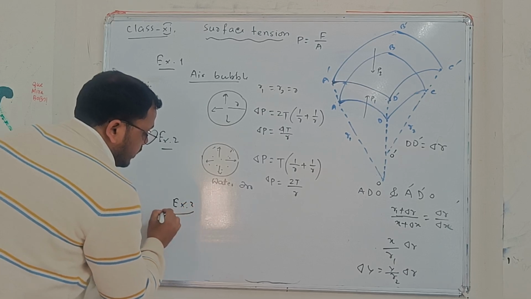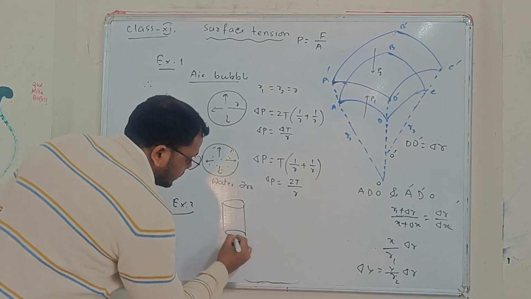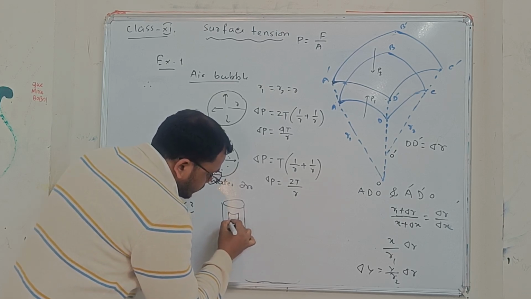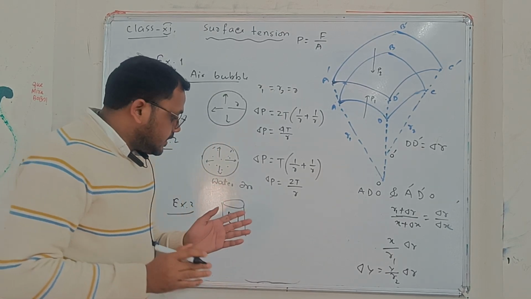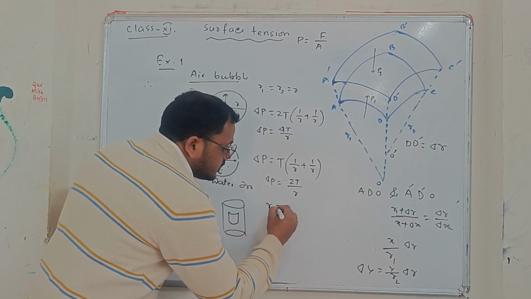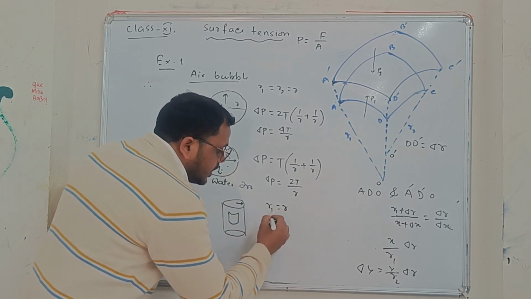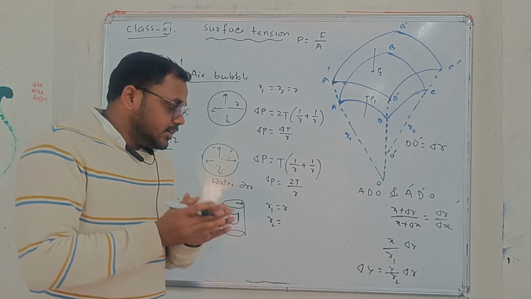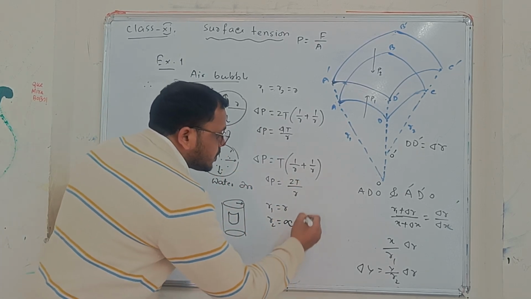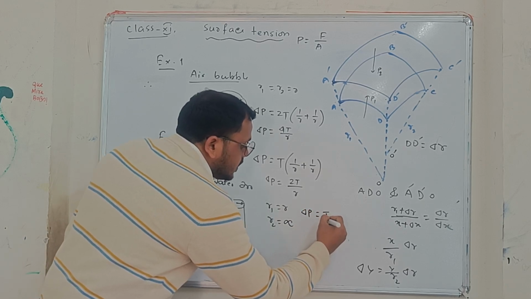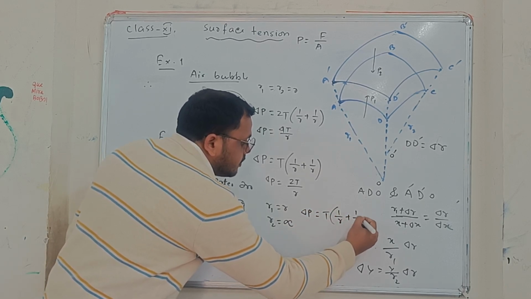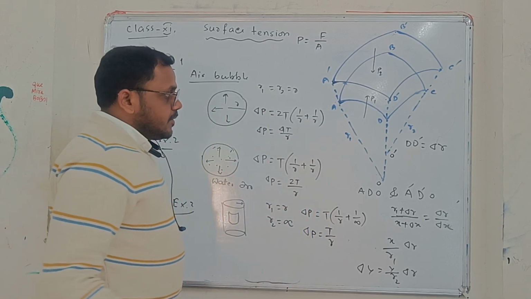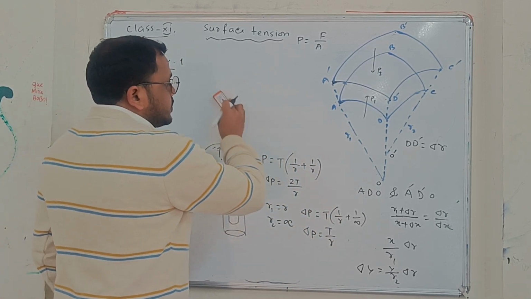Example number 3. If we consider this is a cylindrical liquid drop, and we consider the elementary surface on this liquid drop, then we can say the radius of curvature r1 is the radius of the cylinder, and r2 is along the straight line, and we know for a straight line the radius of curvature is infinite. So we can write the excess pressure del P as T into 1 by R plus 1 by infinity. So here del P is equal to T by R. Okay. Next example, example number 4.